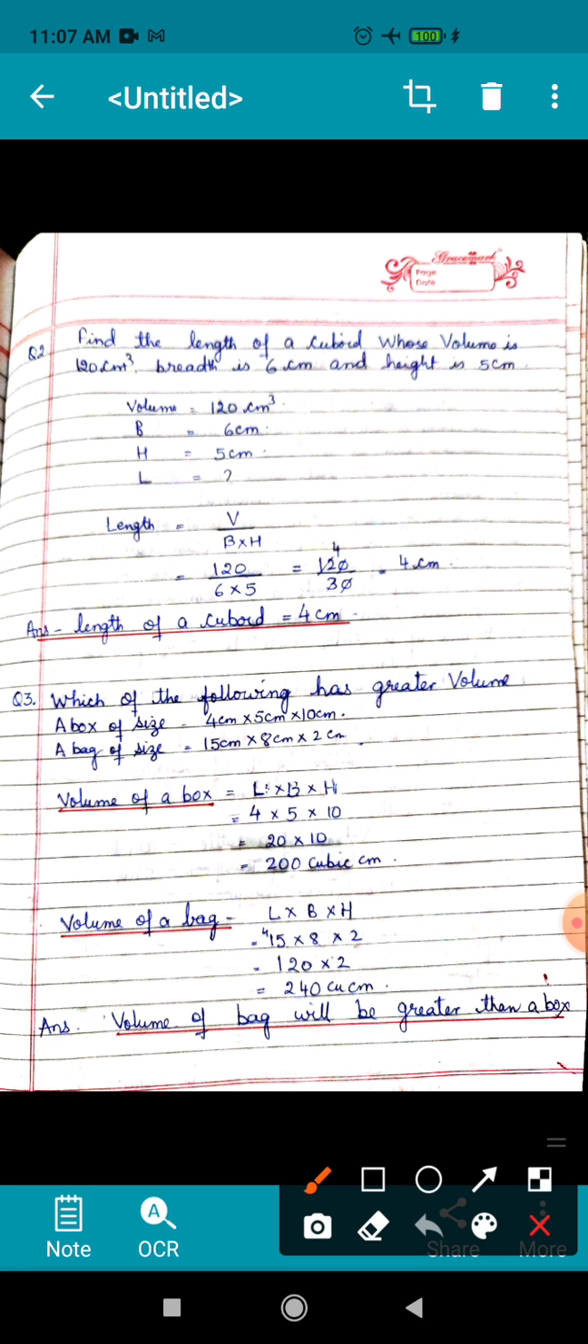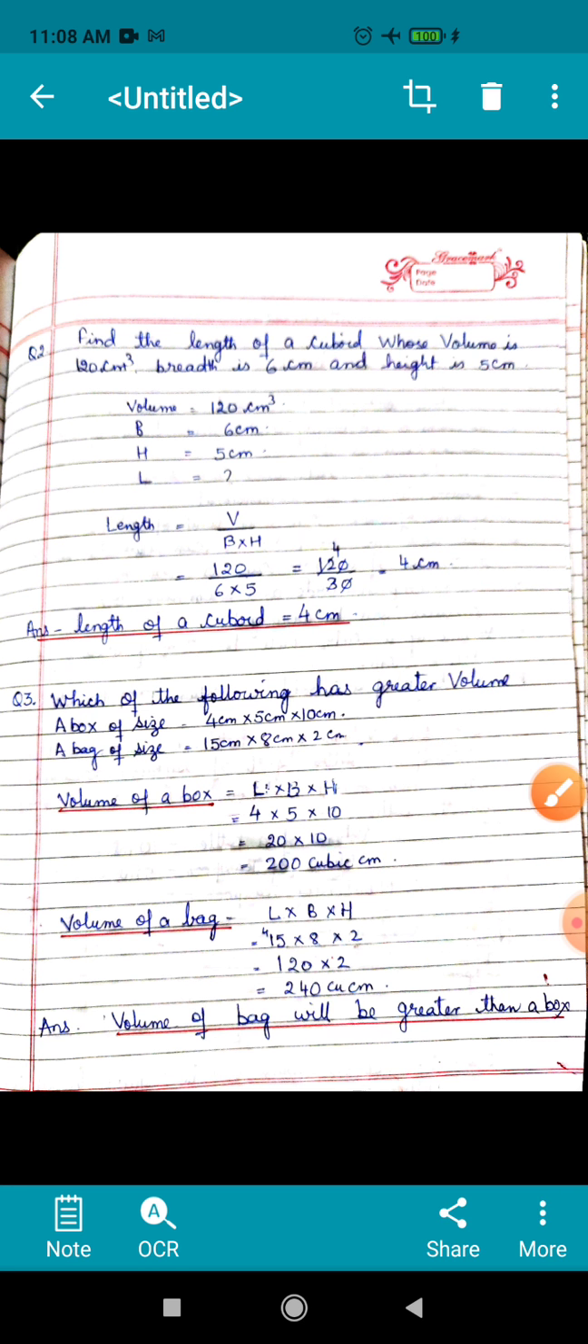Volume is 120. Breadth is 6 and height is 5. 6 5s are 30, right? And ones place has 0, ones place has 0 cancel, and when you divide 12 by 3, it becomes 4. It means length of a cuboid is 4 centimeter. Children, all the volume word problems are based on formula. So please learn formula, right? Now let us see next question.